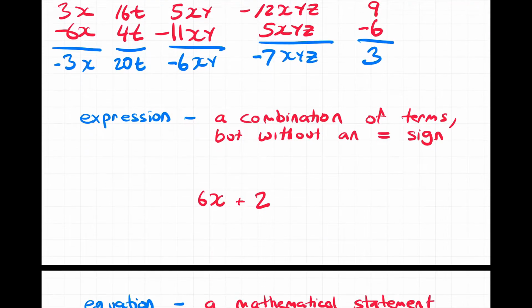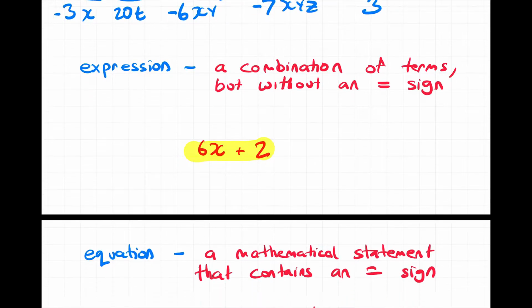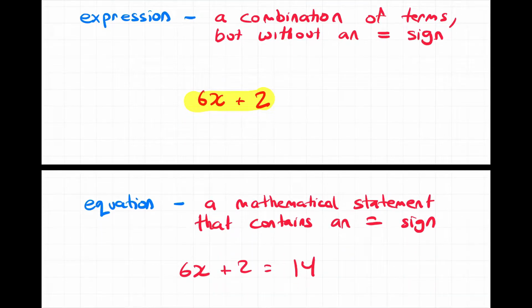Okay, this next one right here can be a little bit confusing and hard to understand, but we have this vocabulary word called an expression, and basically this one right here is an expression, 6x plus 2. It's an expression because there is no equal sign. So if I look below, I have this other vocabulary word called equation. Now an equation is basically an expression that tells us what that expression is equal to. So in this case, I've got 6x plus 2 equals 14.